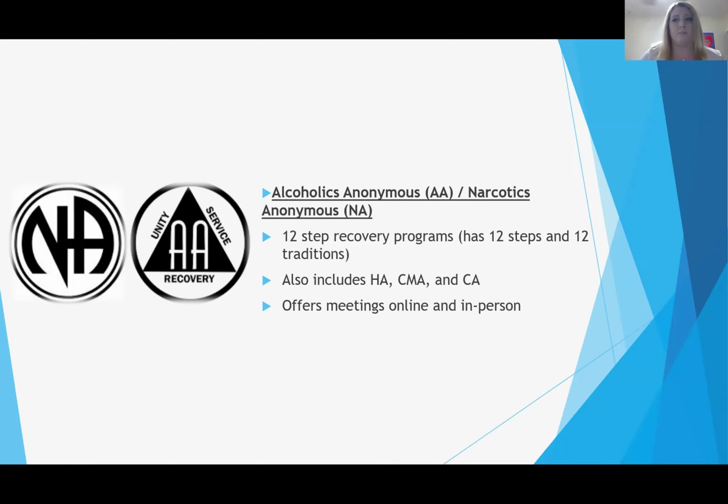And their 12 traditions apply to the life of the fellowship itself. So this is the way that AA maintains its unity and relates itself to the world about it. So really just guidelines for the AA community. There's also HA, which is Heroin Anonymous, CMA for Crystal Meth Anonymous, and CA for Cocaine Anonymous. And there are other programs as well. Al-Anon is very similar to AA, and that's for basically loved ones of addicts. And they do offer meetings online and in person at this time. So it is really exciting that they are so widely available to people in recovery.